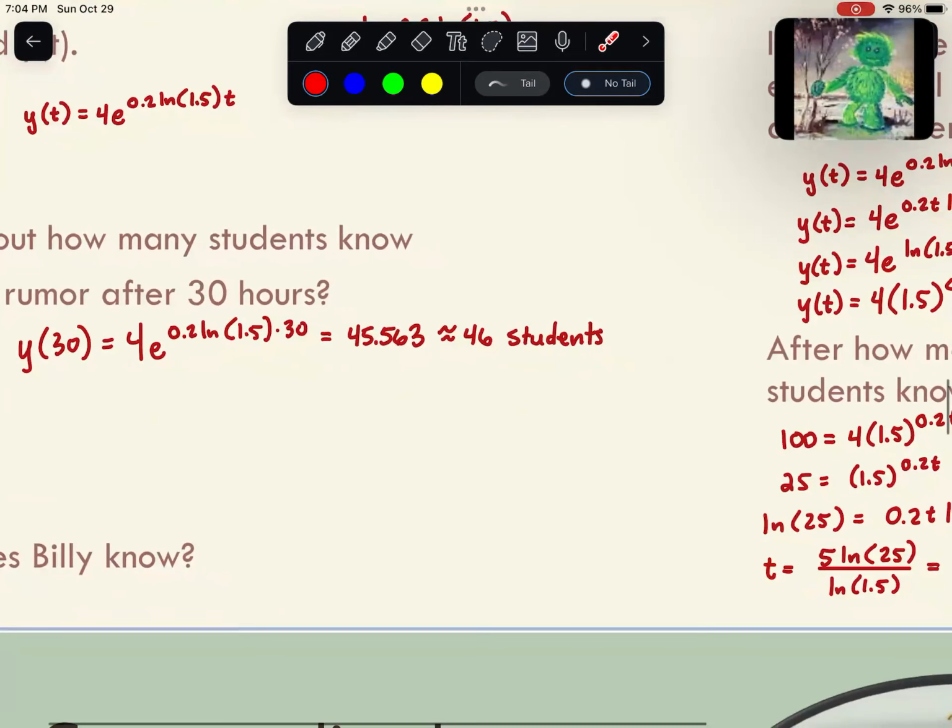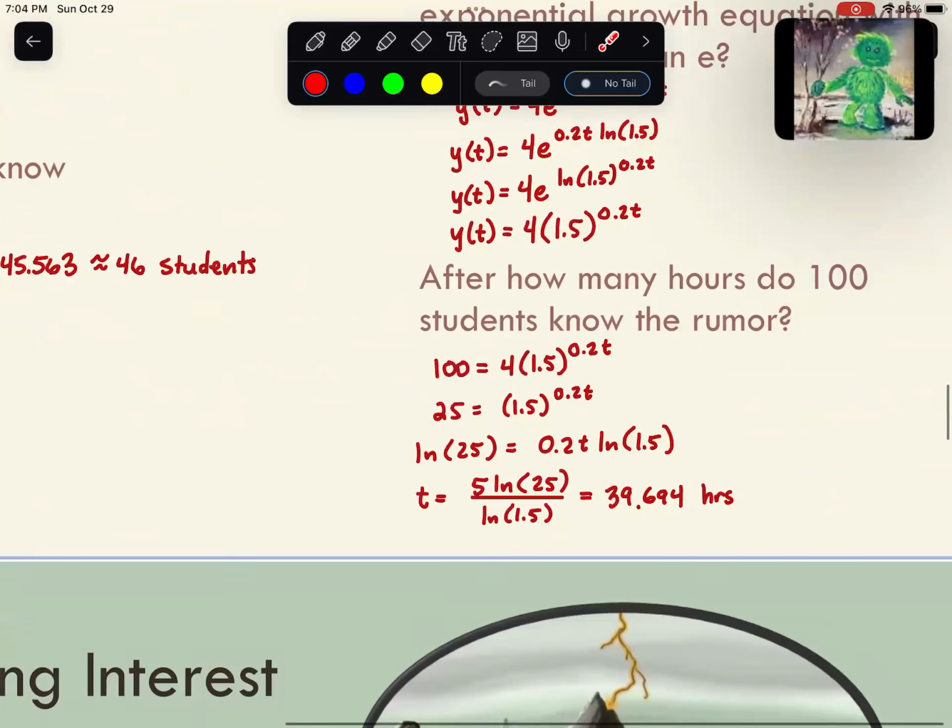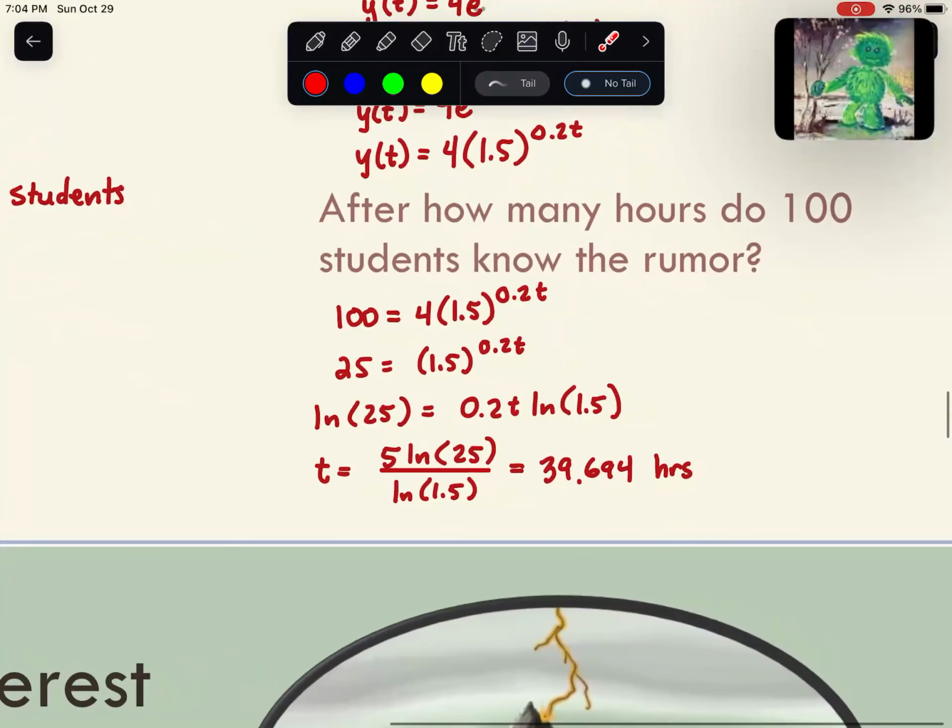And one more question over on the right side. After how many hours do we hit 100 students? 100 is now an amount. We're solving for t. As you can see, I've used the simpler version from just above. A little bit easier to work with. Okay, but you're plugging in, moving a 4 over. It's really all algebra. So, pause the video, take a long look at it if you need to, but it works out to be about 39.694 hours.